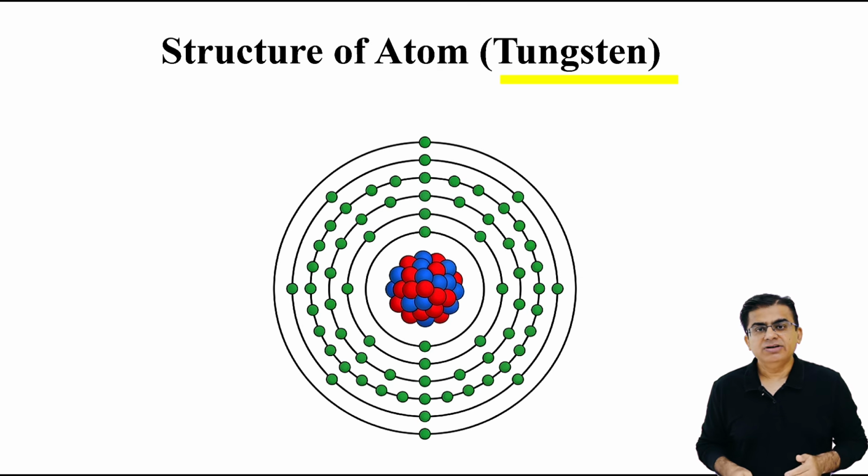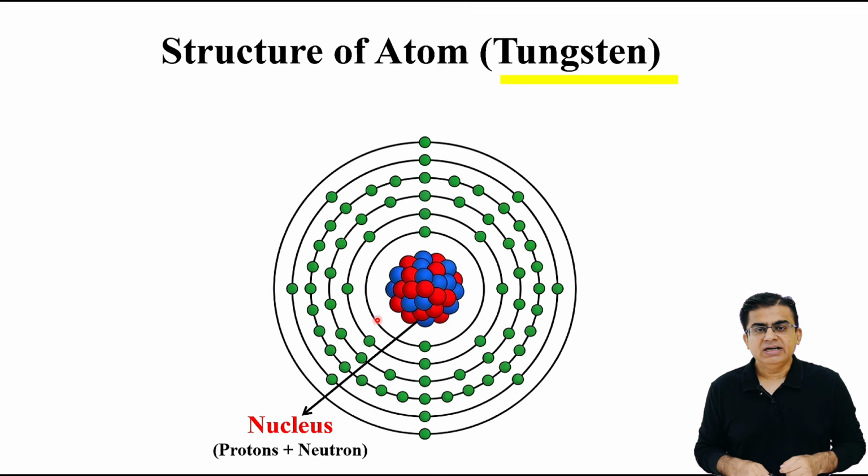Before I teach you how radiation is produced, you must perfectly understand the structure of the atom. Notice the dense cluster in the center of the atom. This is the nucleus of the atom. It contains positive protons and neutral neutrons. Tungsten is a very heavy metal with an atomic number of 74. This means there are exactly 74 positive protons packed tightly inside this nucleus.